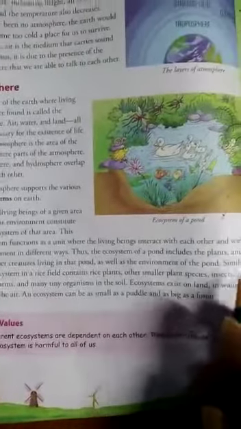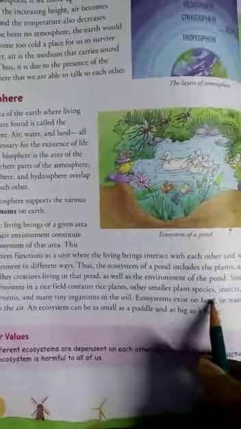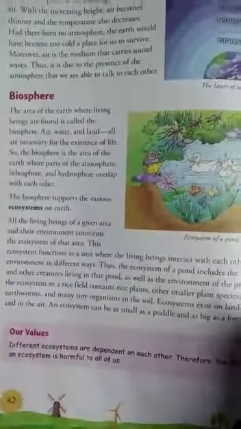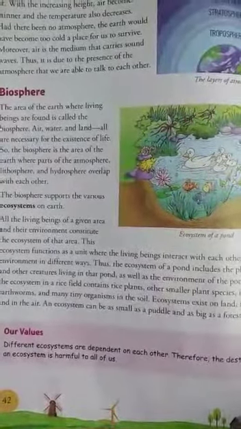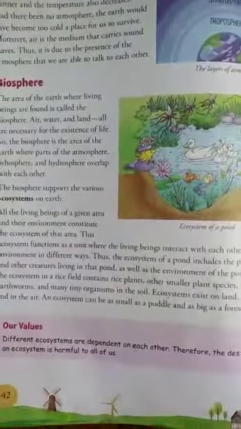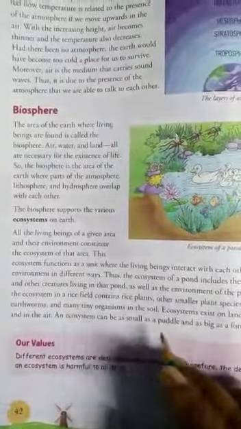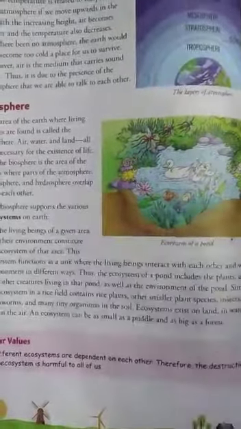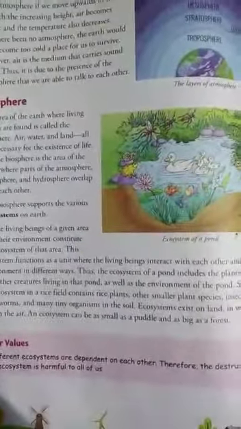Similarly, the ecosystem in a rice field contains rice plants, other smaller plant species, insects, and so on. So it is not only about a pond, an ecosystem can be in a forest. A forest itself is an ecosystem. Ecosystems exist on land, in water bodies, and in the air. It can be as small as a puddle and as big as a forest. So an ecosystem has no specific size. You should remember this.